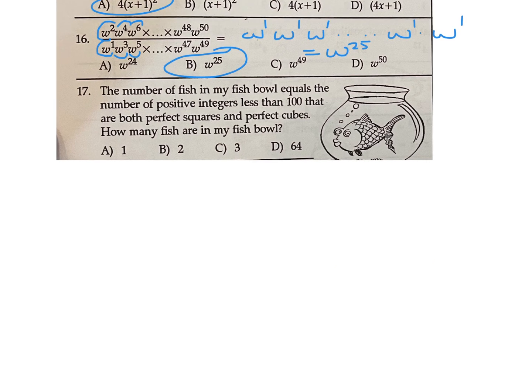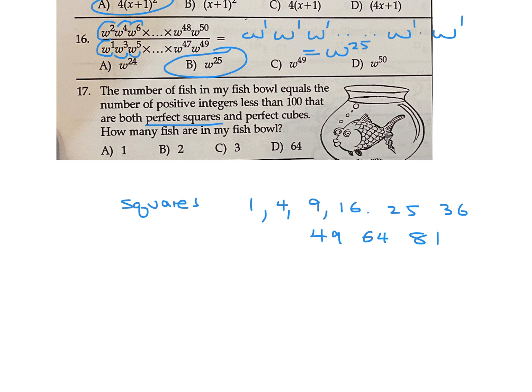The number of fish in my fishbowl equals the number of positive integers less than 100 that are both perfect squares and perfect cubes. How many fish are in my fishbowl? Okay, well, first let me list the perfect squares that are less than 100. We got 1, 4, 9, 16, 25, 36, 49, 64, and then 81, right?